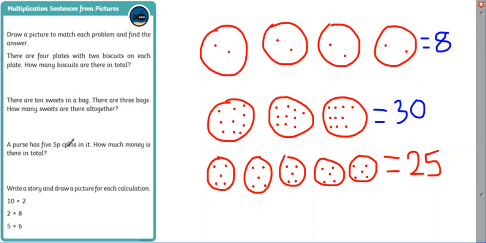And then your last one, a purse has 5p coins in it. How much money is there in total? Sorry, a purse has 5p coins. So you've got 5 groups with 5 in each group. So that would be 25. Well done if you got those correct. If you've done this part as well, fantastic. Write a story and draw a picture for each calculation. So that is exactly the same as what we did on this page here. Well done if you got those correct.